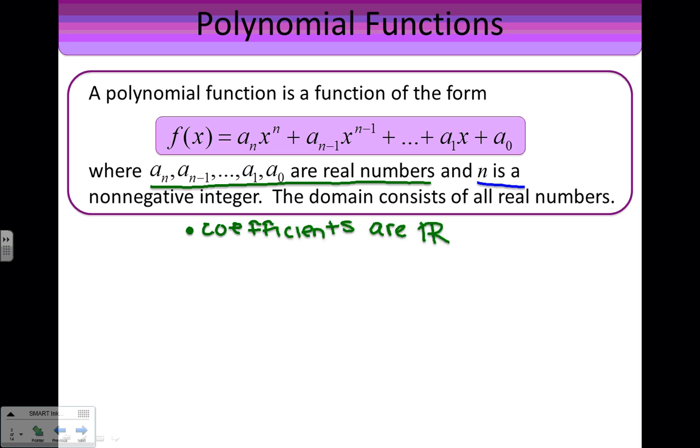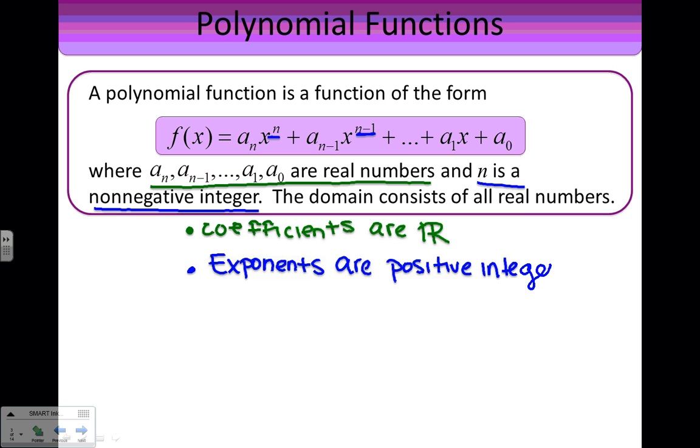Here we say that n is a non-negative integer. So n, in other words, are exponents. So n minus 1, all of these exponents are non-negative integers. In other words, they are whole numbers. So in a polynomial, we're not going to have negative exponents, we're not going to have fractional exponents. Then it's not going to be considered a polynomial.